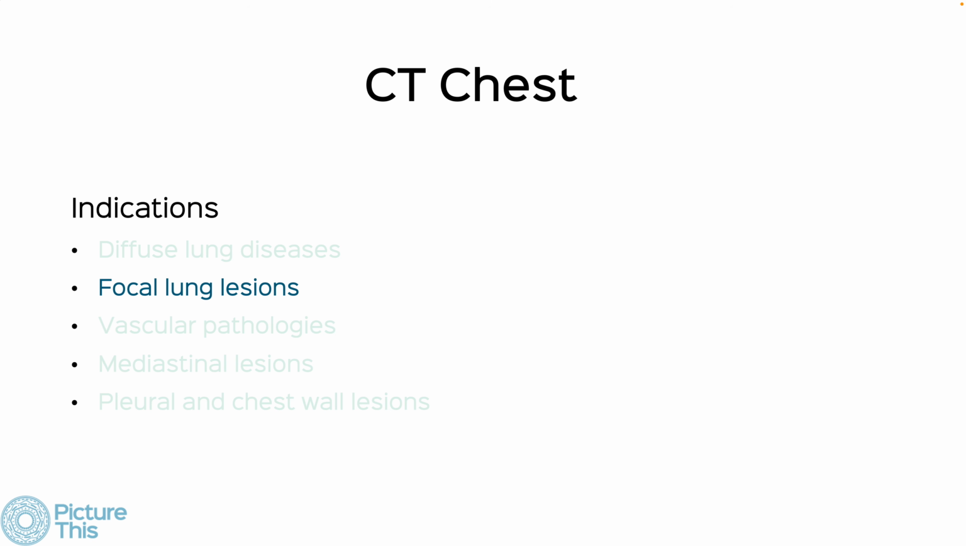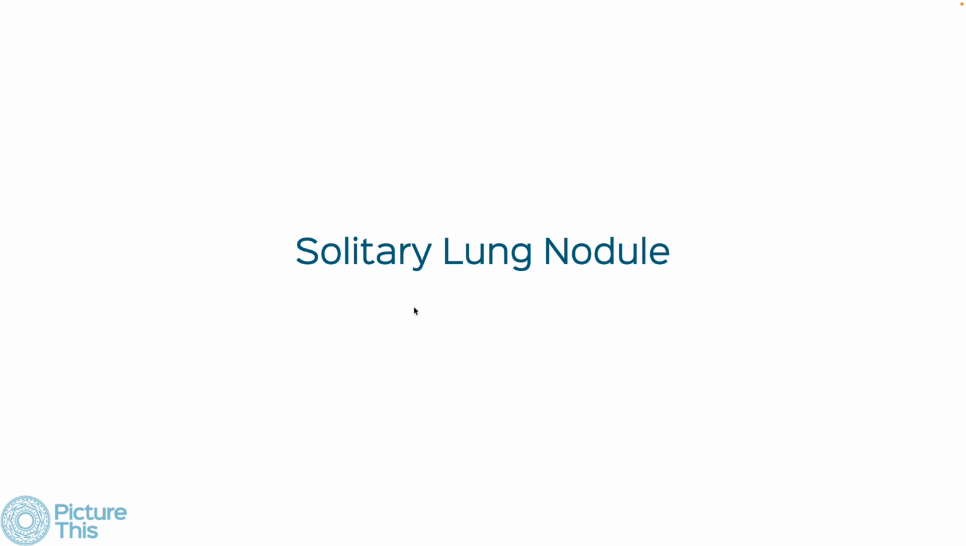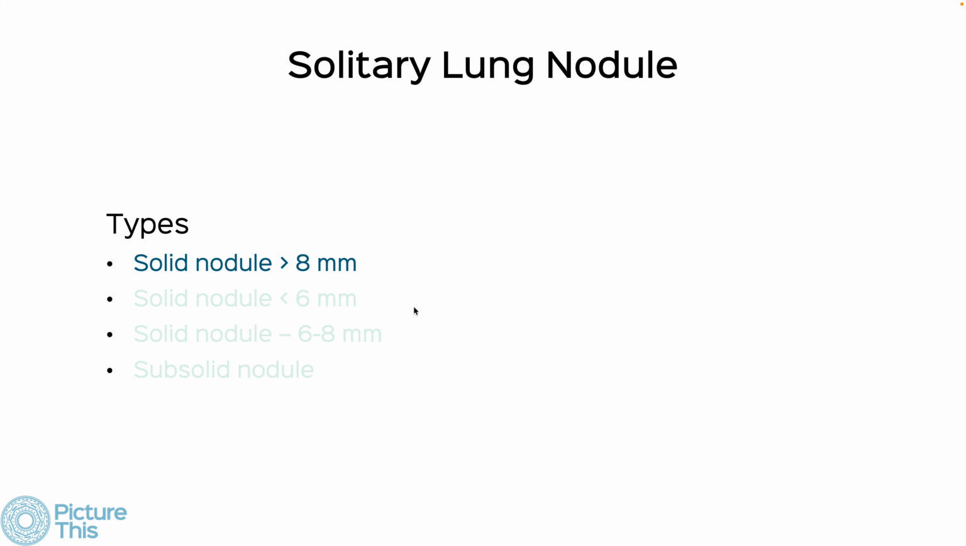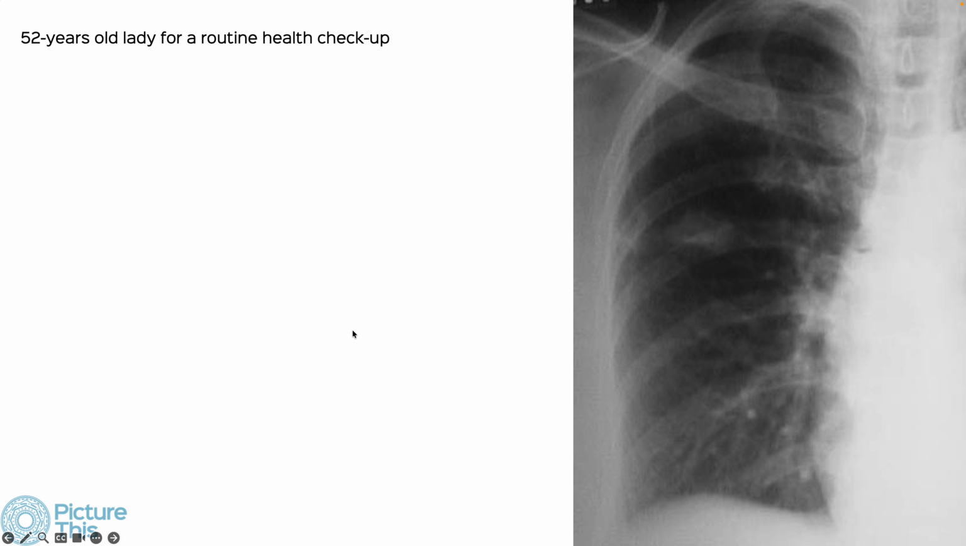The next category is of focal lung lesions, of which the solitary lung nodule is an important part. Now, anything less than 6 millimeters is usually not significant, and 6 to 8 millimeters can also be observed. So, we're only going to look at nodules greater than 8 millimeters. And I have this case I've been using for the last 25 years, but it's also from that nostalgia perspective, but it still works. So this 52 years old came for a routine health checkup.